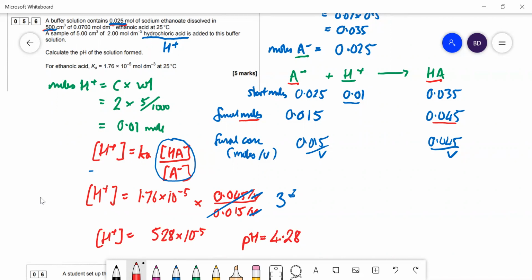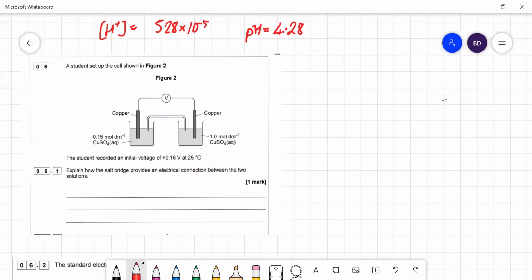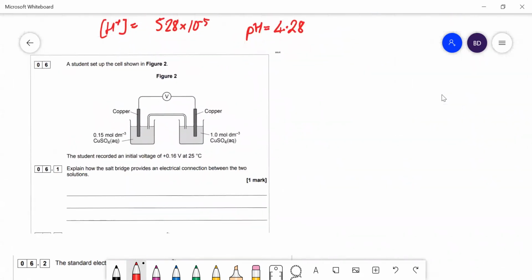Okay, so right, now let's move on to question 6. It's about electrode potentials.